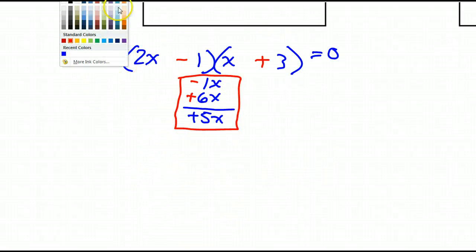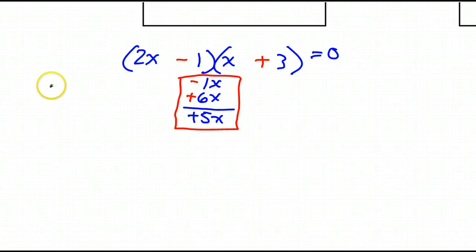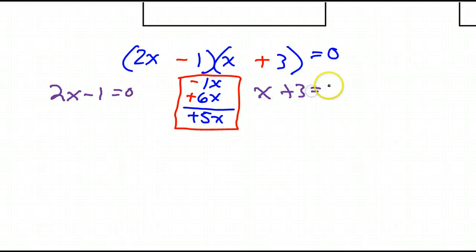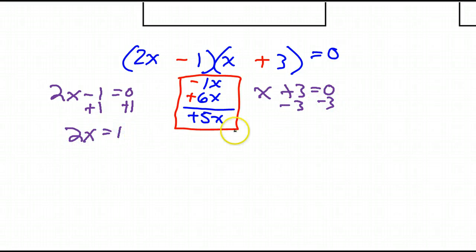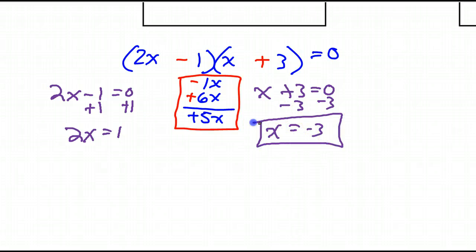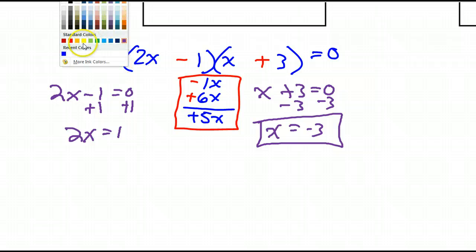Okay, so zero product property. Okay, so add 1, subtract 3, so that gives me 2x is equal to 1, x is equal to -3. This is one of the answers. Divide by 2.